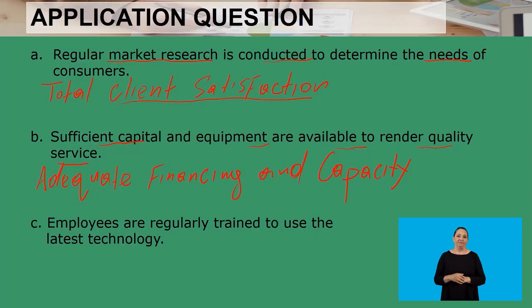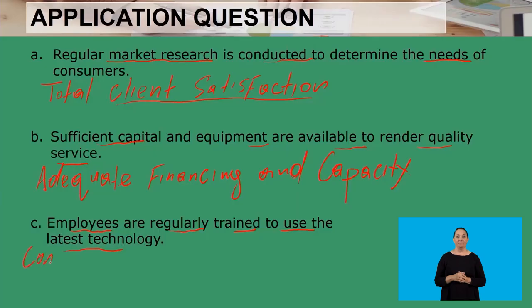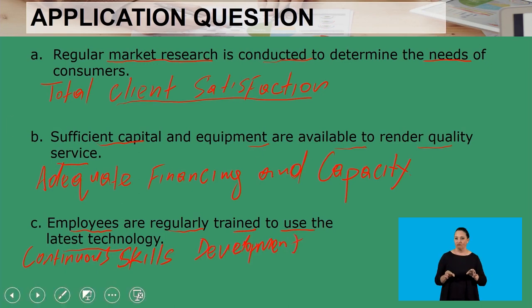But when you look at option C, it says employees are regularly trained to use the latest technology. We are talking about improvement of the workers' skills. So the element implicated there becomes continuous skills development. That is the element there. So those are the three statements, and this is how you would be expected to answer them so that you get them correct.